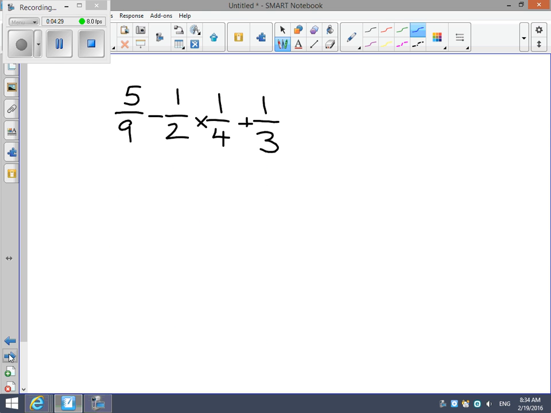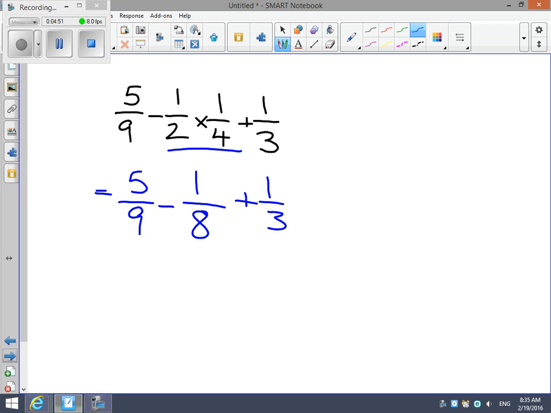Here's a question, no brackets in this one, that's interesting, but it's okay. Looking at order of operation, I know I have to multiply first, so I will be doing that. Keeping my work neat, 5/9. I'm going to subtract whatever this equals, multiply the numerators, 1 times 1 is 1, and multiply the denominators, 2 times 4 is 8, and I'm going to add 1/3.